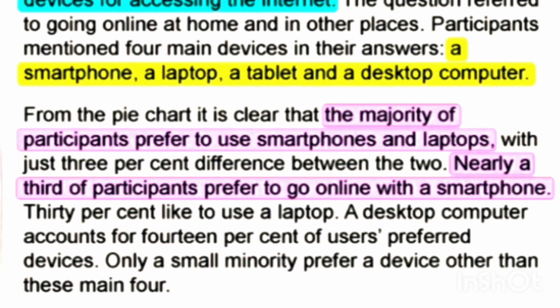Now next, see the second part, that is the body of the analytical paragraph. From the pie chart, it is clear that the majority of the participants prefer to use smartphones and laptops. With just 3% difference between the two, nearly a third of participants prefer to go online with a smartphone. 30% like to use a laptop. A desktop computer accounts for 14% of the preferred devices. Only a small minority prefer a device other than these main 4.